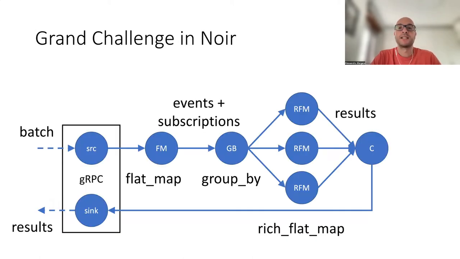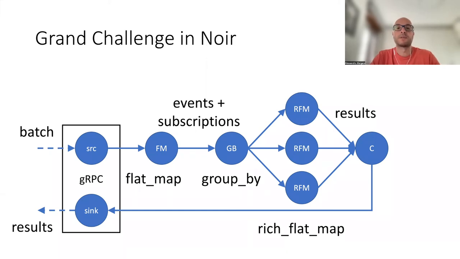Now, here is the architecture of our solution of the DEBS Grand Challenge in Noir. First, we have a gRPC component that receives and forwards data to the evaluation platform using the gRPC protocol. It receives batches of events. Each batch contains events, there were 10,000 events in the challenge, and a list of subscriptions. So subscriptions are symbols for which the evaluation platform expects some results for that batch.